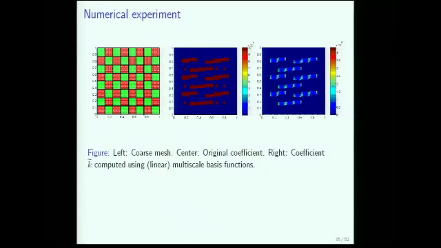So now let me show you numerical examples. This is a permeability field. This is a coarse grid. I think the fine grid is 100 by 100. This is my coarse grid. So this is how K tilde will look. All the small inclusions will be killed by one basis function.